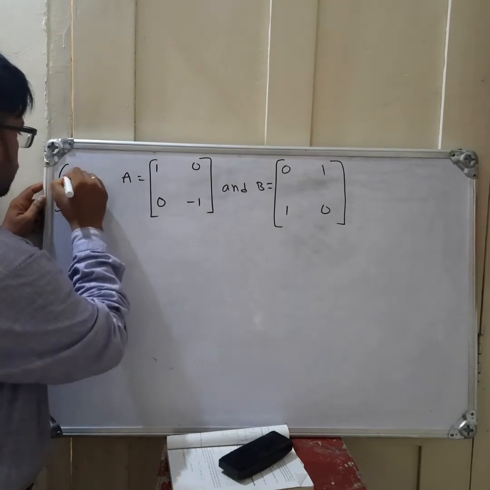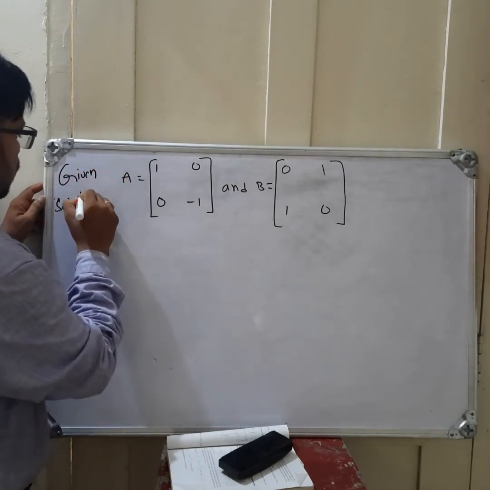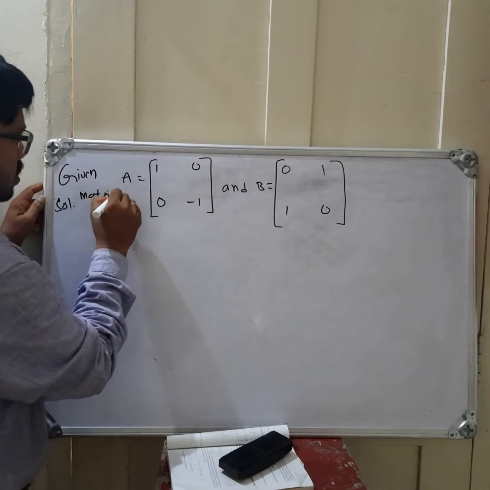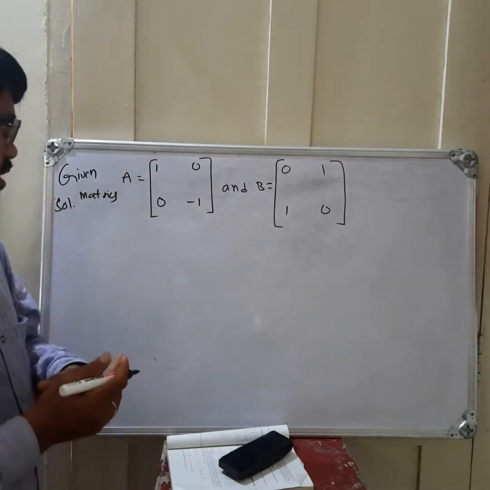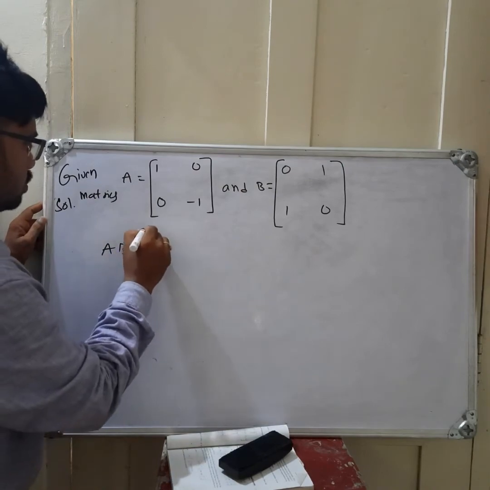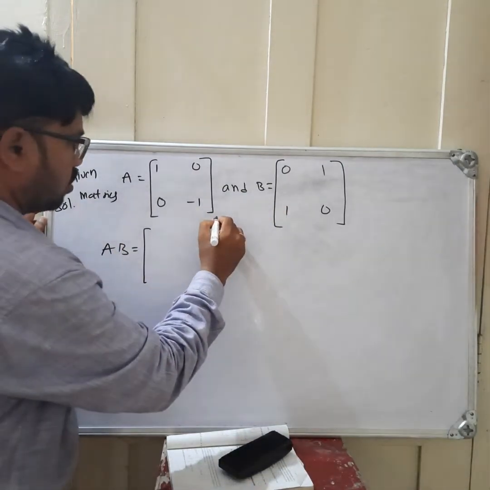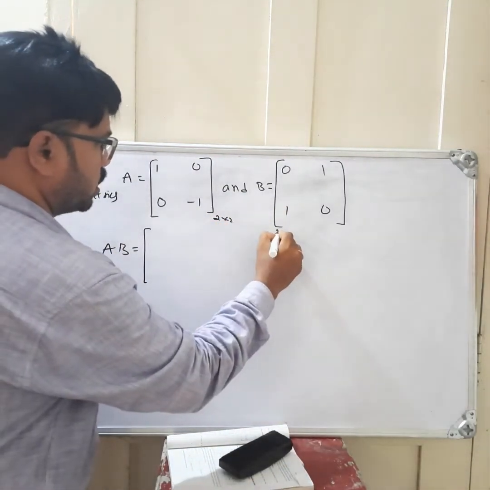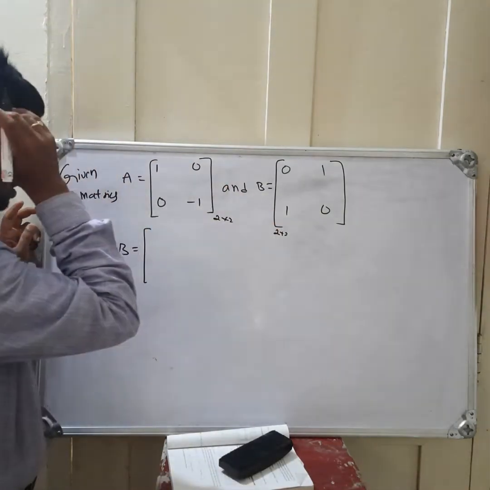Solution. Given matrices. So these are the two given matrices. Now we have to find AB. Both are square matrices, this is 2 by 2, this is 2 by 2. Okay, matrix multiplication is possible.